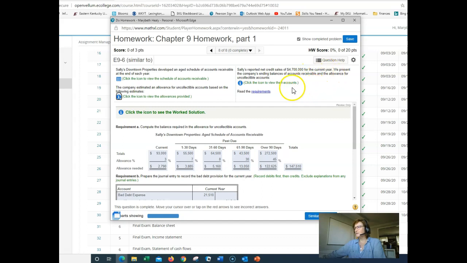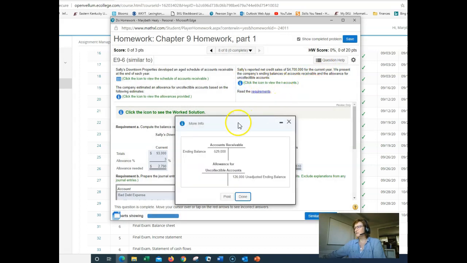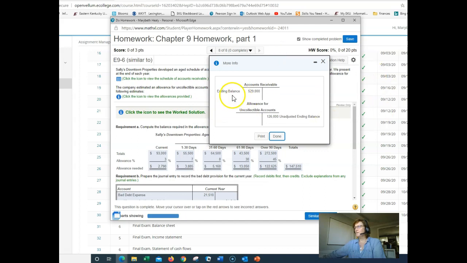They give us a couple other things, and I'm going to click on this to see our T accounts. So the ending balance of accounts receivable is 529. The allowance has a credit balance of 126,000. And what we can see is that this is what's left over. We didn't use up this allowance. We recorded it last year. We wrote off a bunch of accounts, and there's still 126,000 in it.